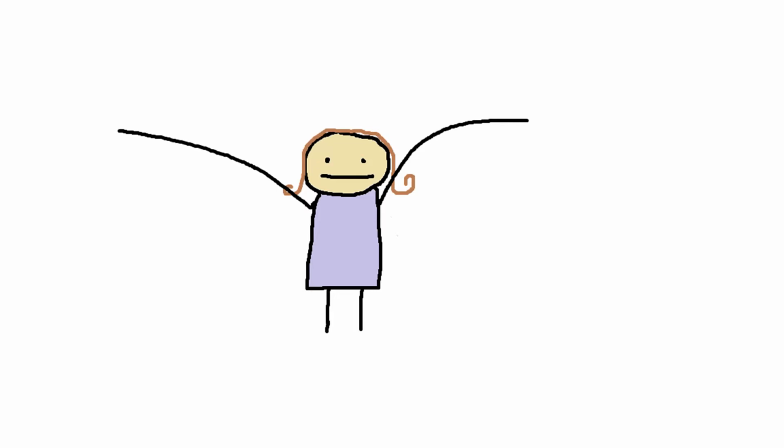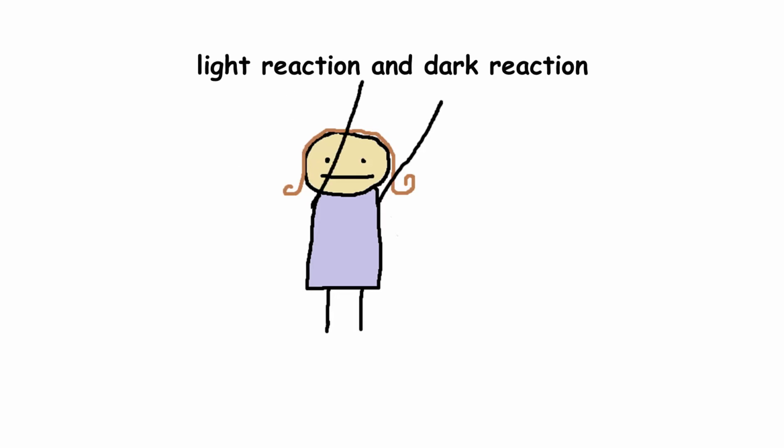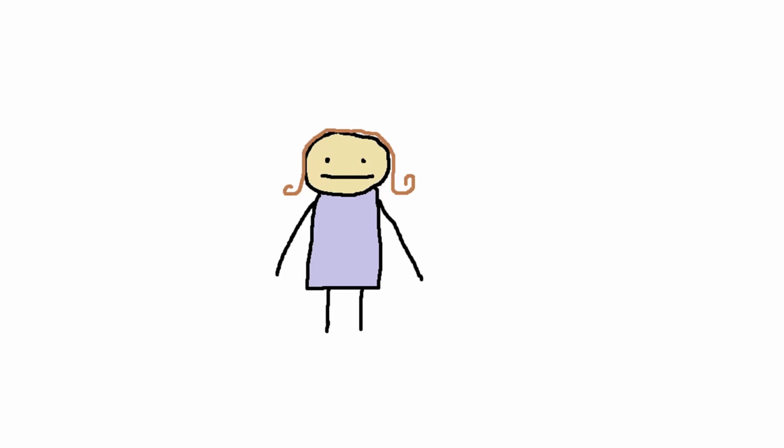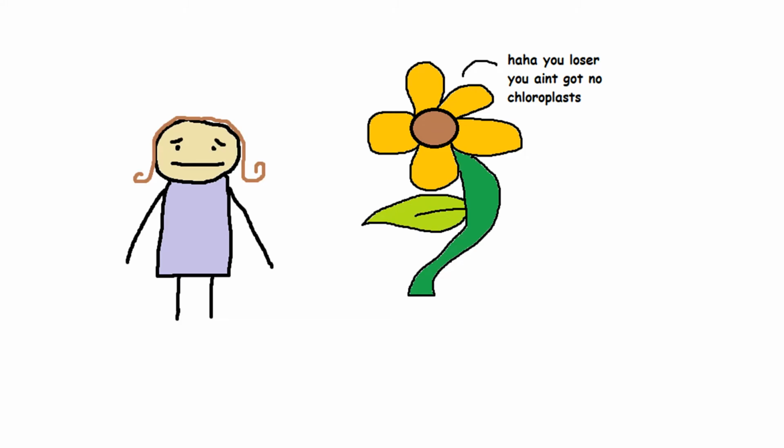Within photosynthesis, we have the light reaction and the dark reaction. The light reaction is what I will detail first. The light reaction is where the plant produces energy in the form of ATP, and plants do this through an organelle called a chloroplast. We don't have chloroplasts as animals, just plants.